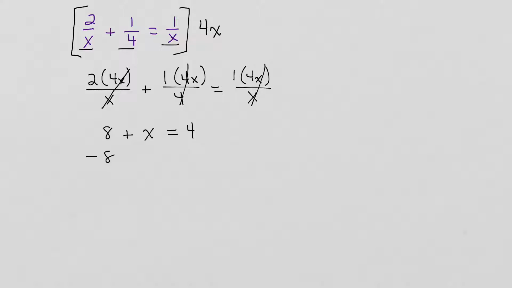Subtract 8 from both sides, and so x equals -4. The only thing we have to do that would be different from a regular equation is to look back at the denominators and see, is x allowed to be -4? Well, in this case, -4 will not produce a 0 in any denominator, and so we are fine. So that is the answer to the equation.